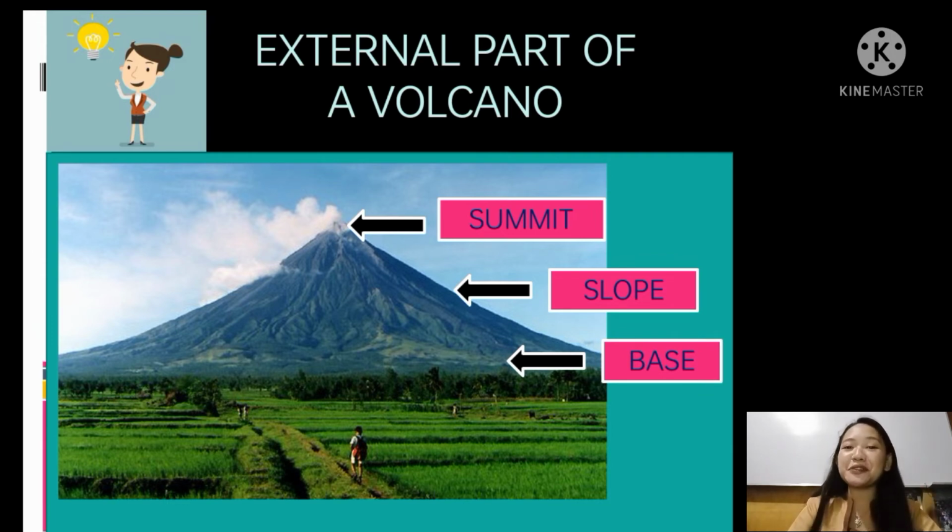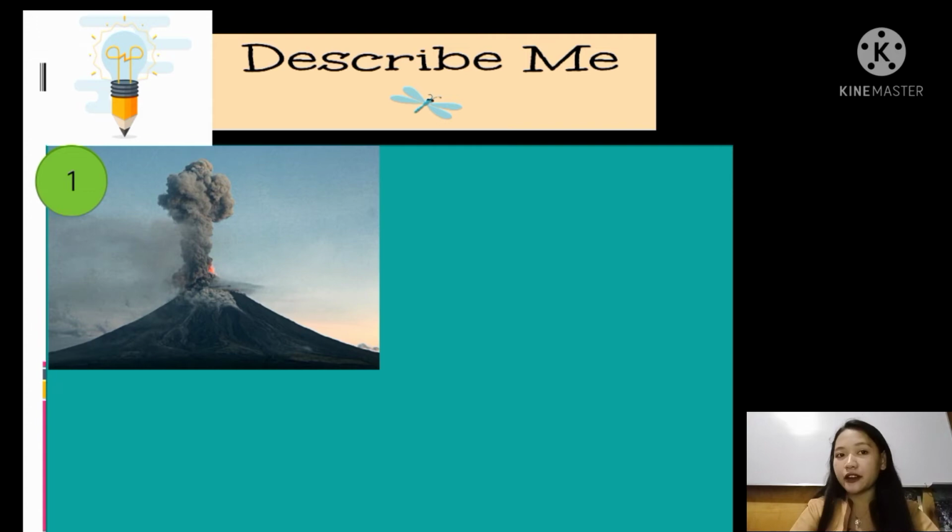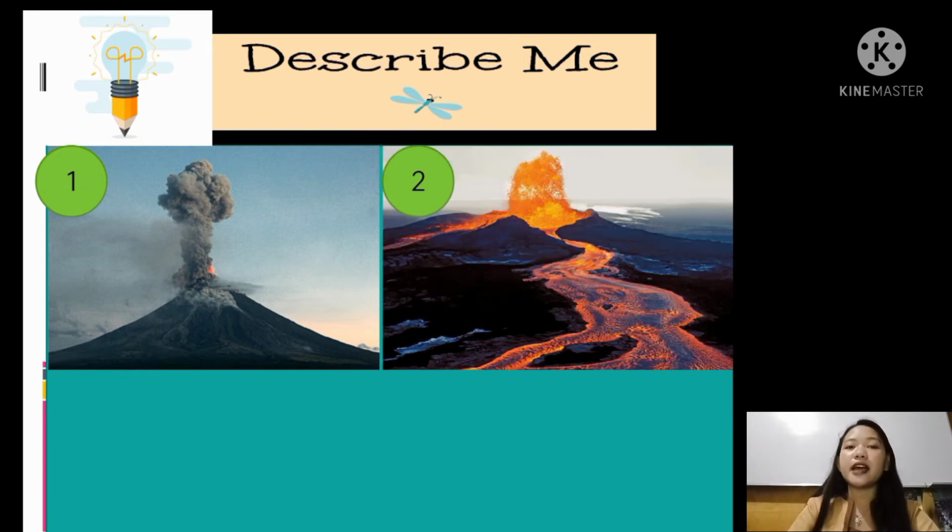Okay, we have three different pictures of volcanoes. I want you to describe the first picture, Miss Gutierrez. Okay, well said, Miss Gutierrez. Now, how about the second picture, Miss Gula? Very good, Miss Gula. How about the third one, Miss Sarabia?